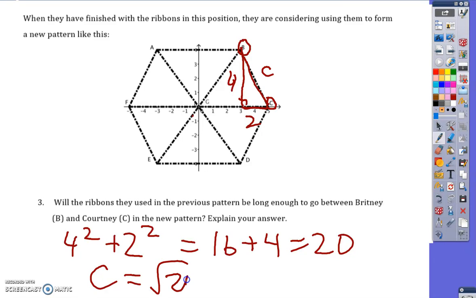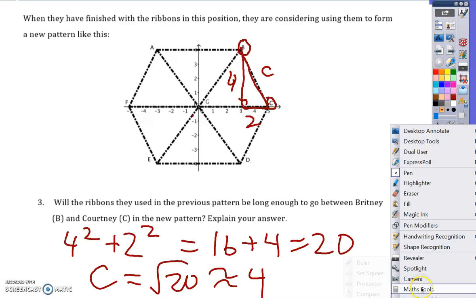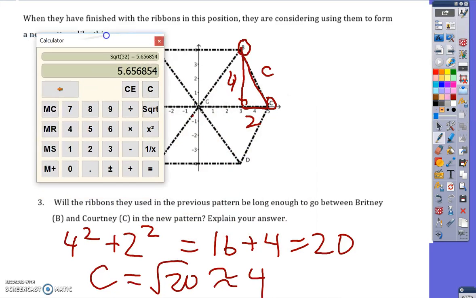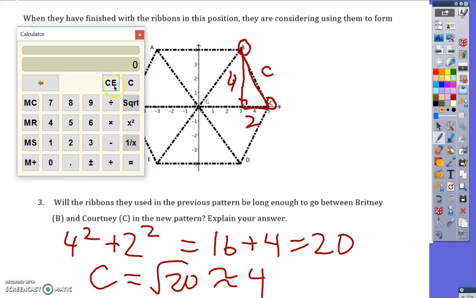So the square root of 20 was approximately 4 something. I'm going to grab my calculator to figure out what it is. So there's the calculator. You can still see my square root of 32 on there. And so the square root of 20 gives me 4.472. So rounding will be 4.47 meters.